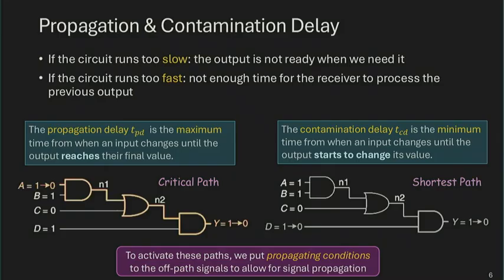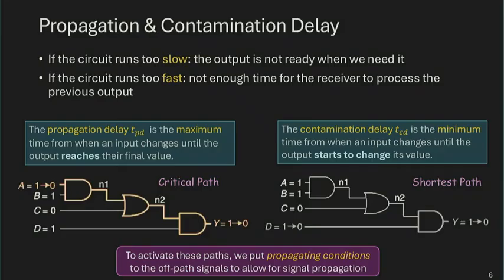And we care about both of these delays for different reasons. We care about propagation delays because if the circuit runs too slow, the output is not ready when we need it. We want the circuit to work at a good enough frequency to support all the computation, any kind of binary Boolean inputs at the inputs of the combinational circuit.